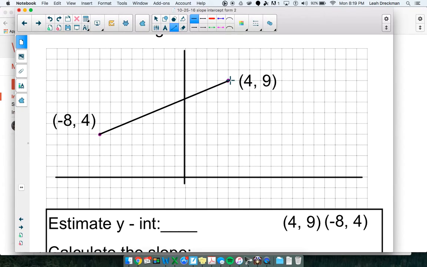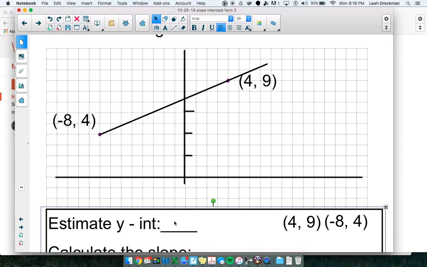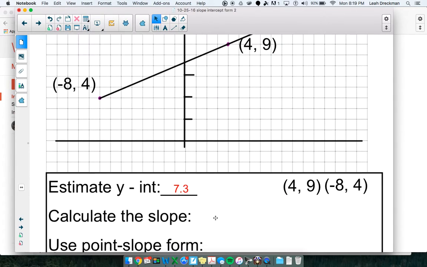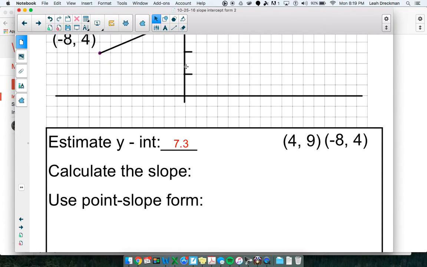I'm going to go ahead and draw my line through my 2 points. And we're trying to estimate this point right here. So it looks like if I count by twos, 2, 4, 6, I'm going to guess about 7.3 for my y-intercept. And that's just an approximate value. I have no idea. That's why we're going to do the math to figure it out.